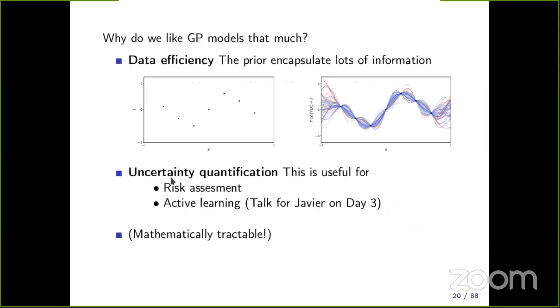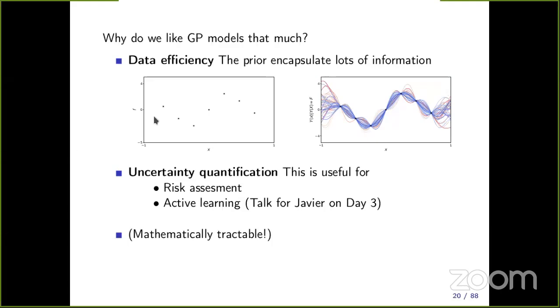Okay, so we've illustrated these properties. And so why do we like GP models that much? The first bit is because they are data efficient. We don't just use the data, we combine the data with some prior information. So this allows us to solve problems with less data.